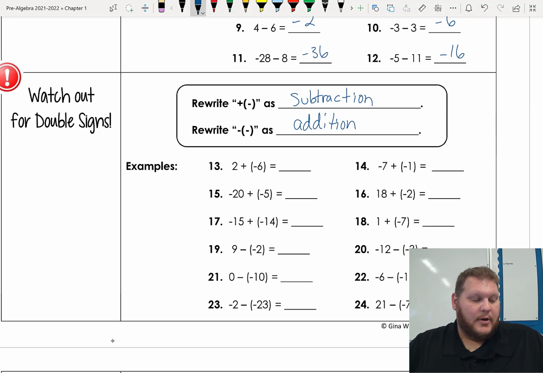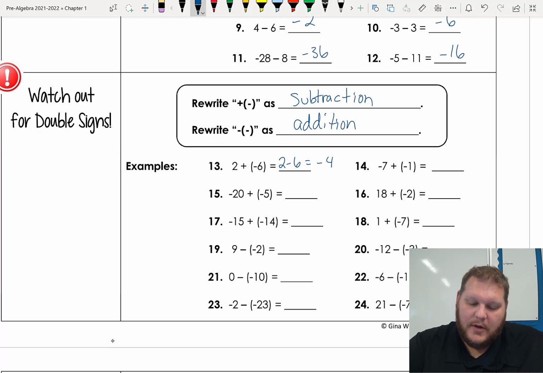So with these ones, I'm going to rewrite them first if we are adding a negative. And then you can always find the sum or the difference. So here, 2 plus negative 6, that's the same thing as saying 2 minus 6, right, if we're adding a negative. So that should be negative 4.